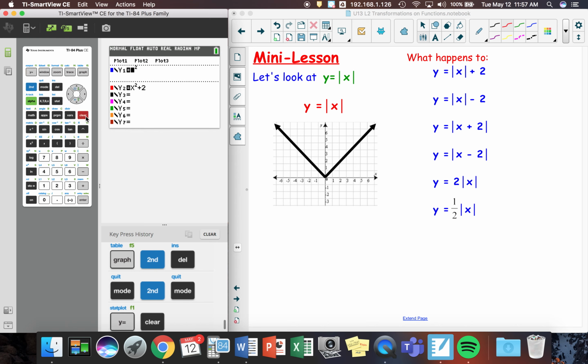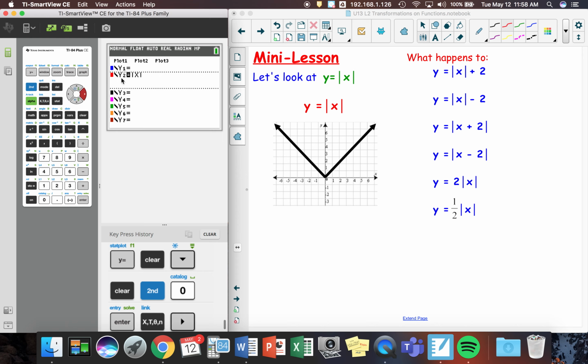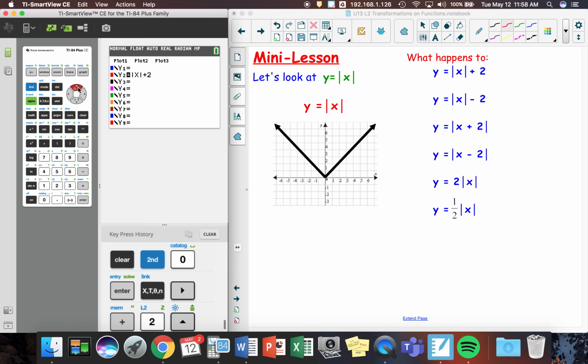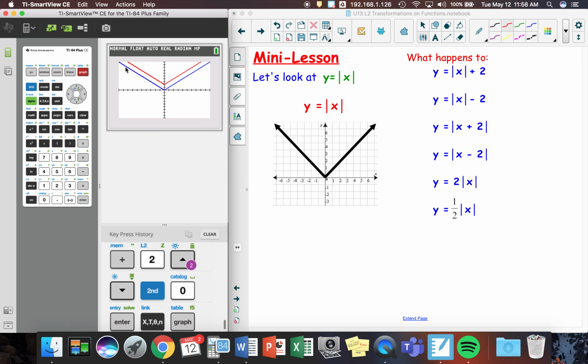So I go to y equals, and I have absolute value, so again, second catalog, absolute value of x plus 2. Notice the plus 2 is on the outside. I know I'm typing into y2, but that's okay. X plus 2. And up here I'm going to type in just absolute value of x. Absolute value, and then x. So here's my parent function, here's my new function. There's my parent function down here, my new function up here.